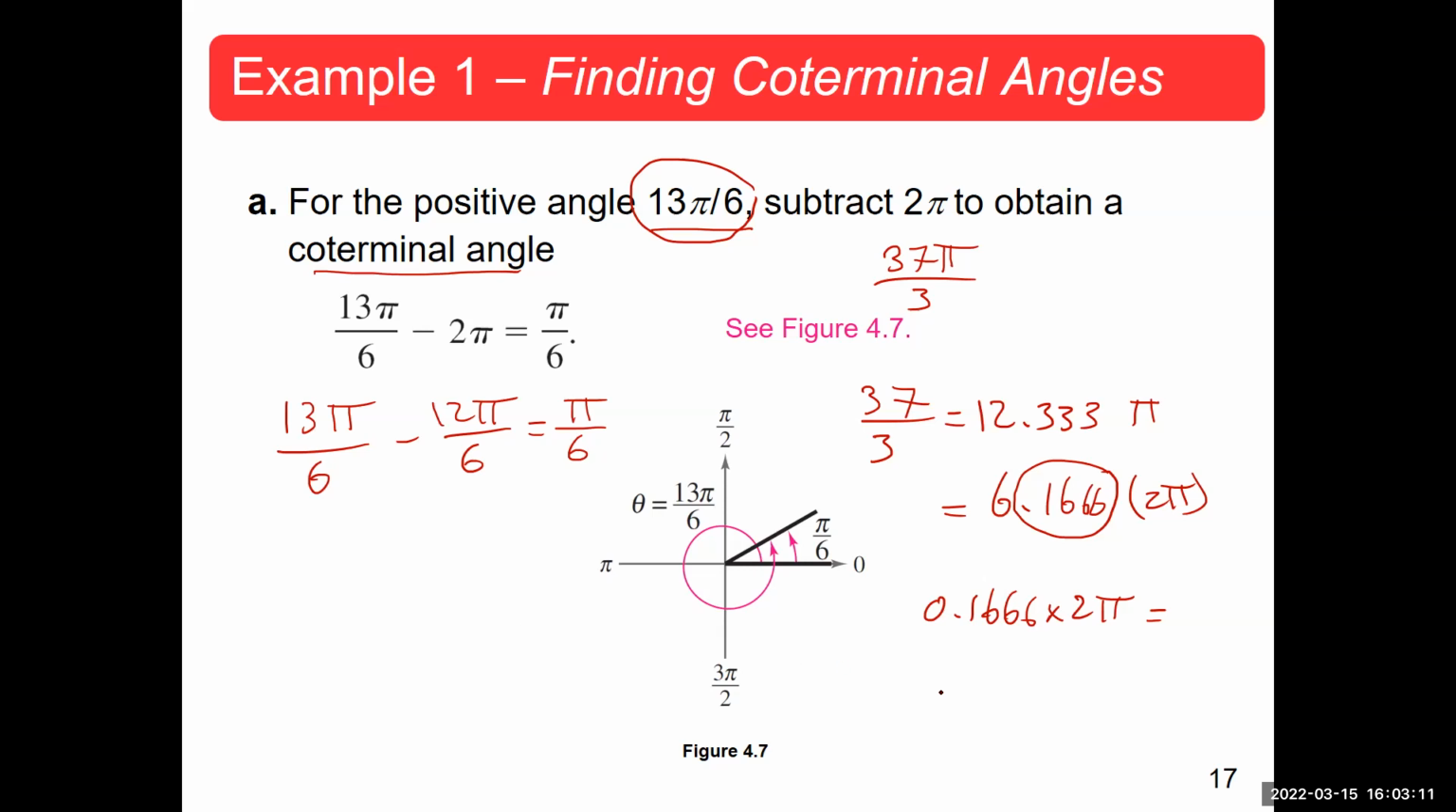0.3333 pi, I think. That's basically pi over 3, 1/3. That is my coterminal angle for that one. Okay, that's the process. If you have a huge angle, that's what you do. You divide by 3, then divide by 2. That gives you the number of revolutions. You take the fraction part, multiply it by 2 pi, and that will give you the coterminal angle.